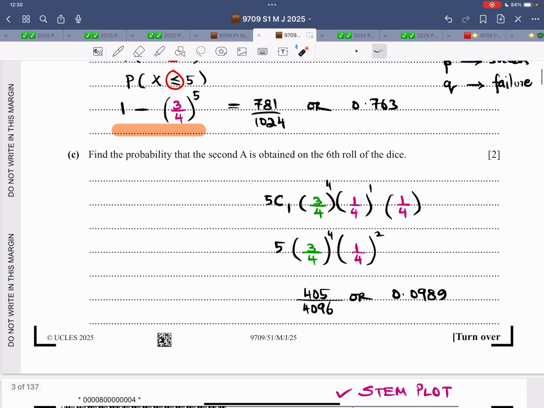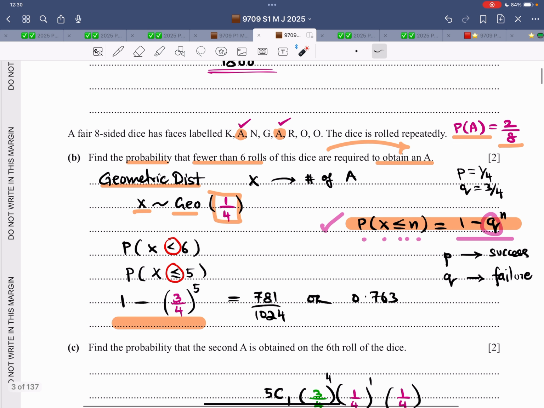The next one, again, it's related to the same thing. So basically, remember one thing. Let me just do a bit of underlining.